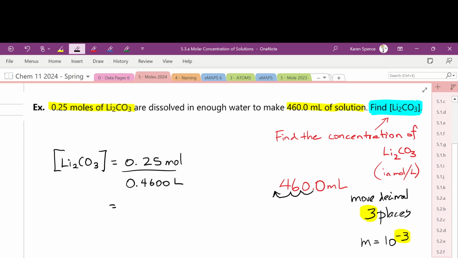And we would get, close. 0.25 divided by 0.46 equals 0.5435. Is that a good answer? No. What's wrong with it? Sig figs. How many sig figs should we have? 2 sig figs.